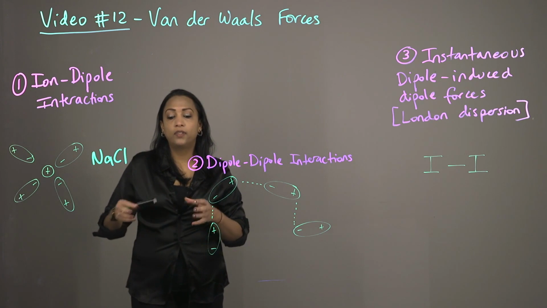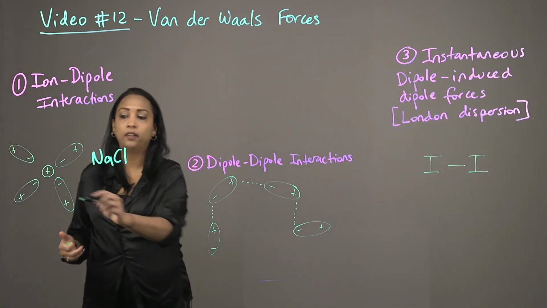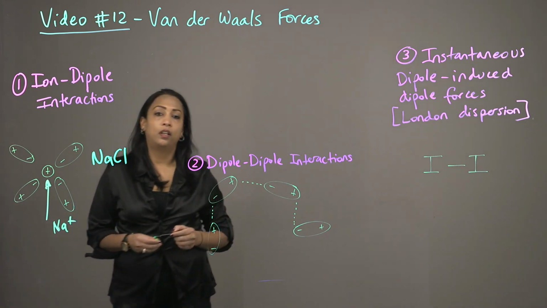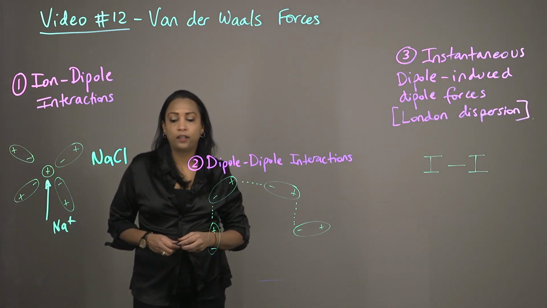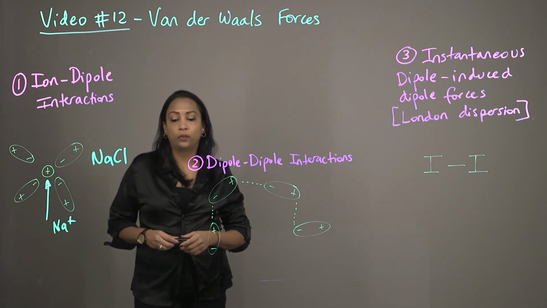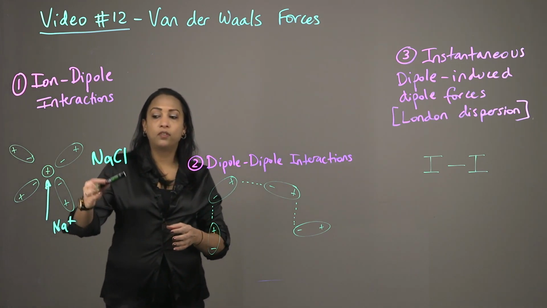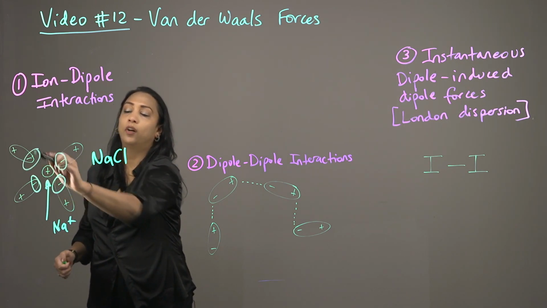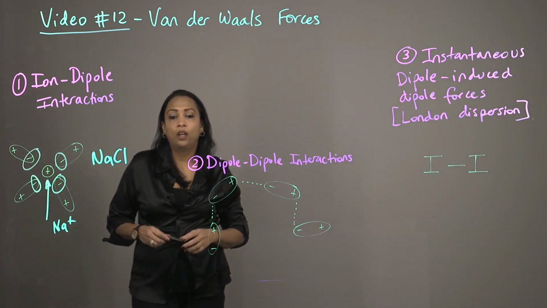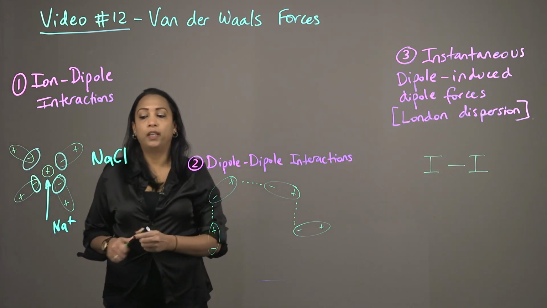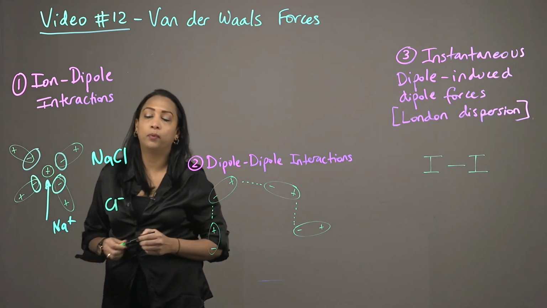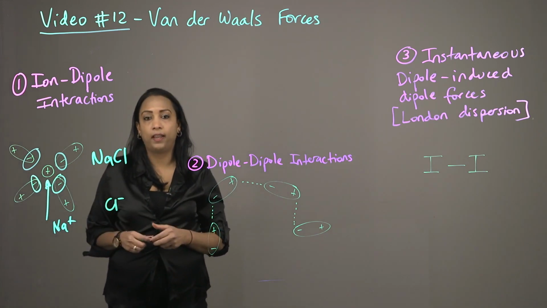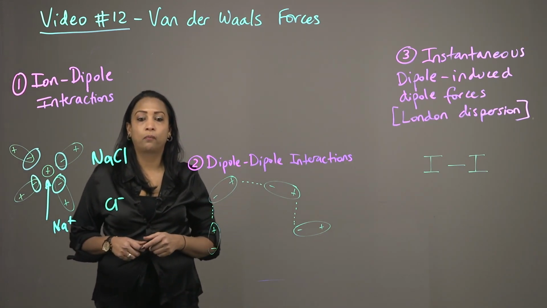So we have an interaction between a charged ion. Here I've shown you, for example, this can be Na+, the interaction between the charged ion and the polar molecule. So we have cations being attracted to the negative portions of our polar molecule. And vice versa, of course. We can have the Cl- component of our ionic compound being attracted to the positive ends of our polar molecule.